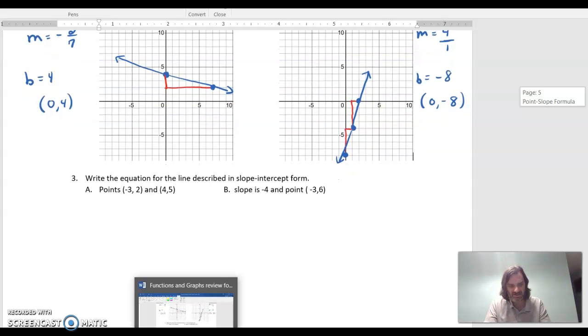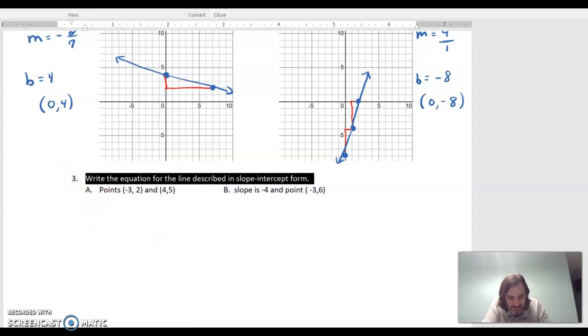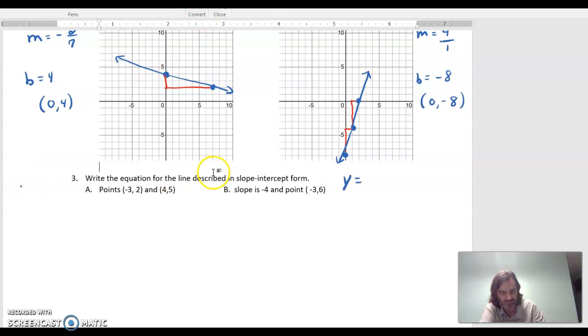We've got a set of descriptions where we're trying to come up with, it says write the equation for the line described in slope-intercept form. So we're trying to write a y equals mx plus b equation. So let's see what we got.